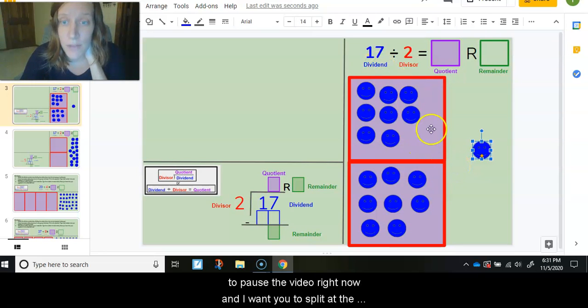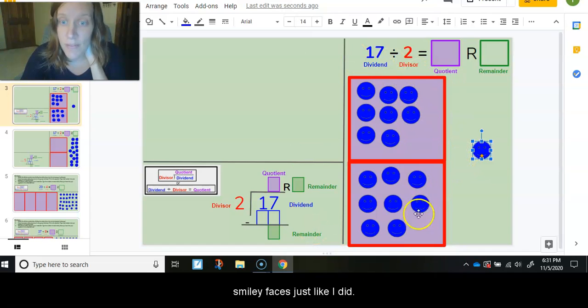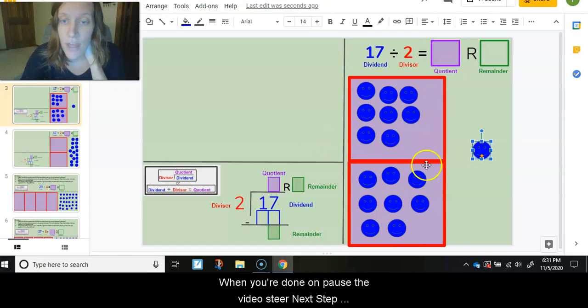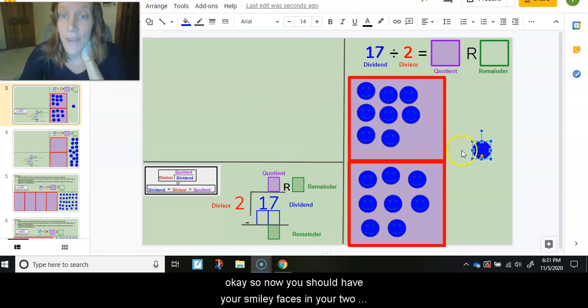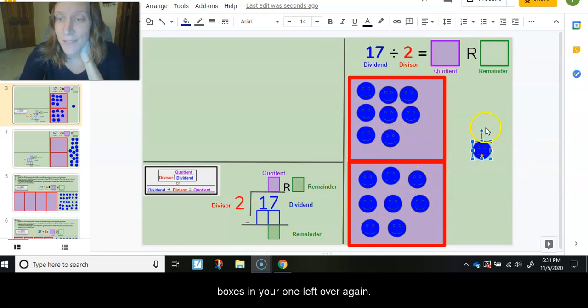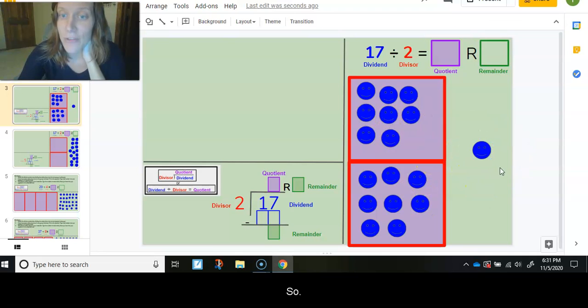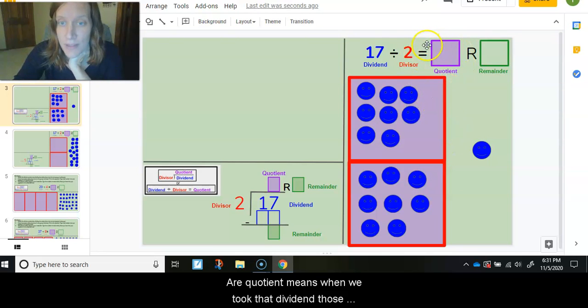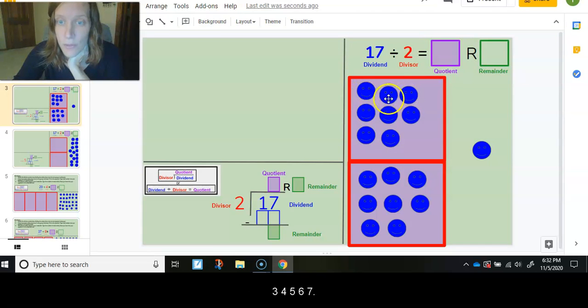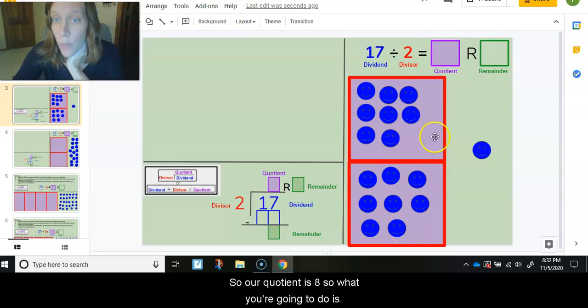I want you to pause the video right now and I want you to split up the smiley faces just like I did. When you're done, unpause the video to see our next step. Okay, so now you should have your smiley faces in your two boxes and your one left over again. So our quotient means when we took that dividend, those smiley faces, and we split them into two equal groups, how many smiley faces are in each group? So we can count that right here. 1, 2, 3, 4, 5, 6, 7, 8. 8 in my top group and 1, 2, 3, 4, 5, 6, 7, 8 in our bottom group. So our quotient is 8.